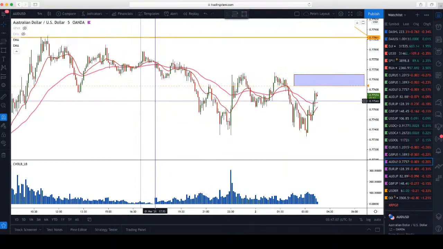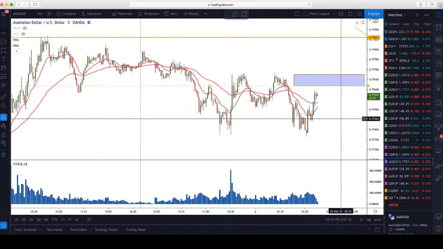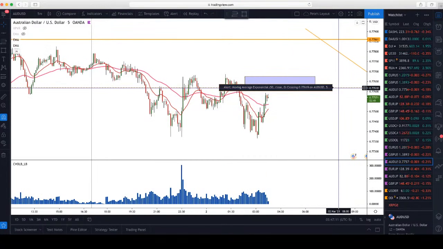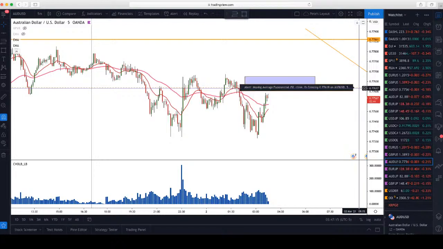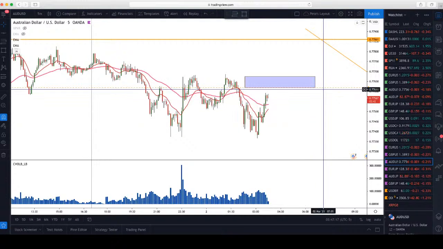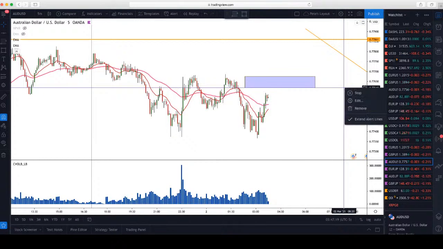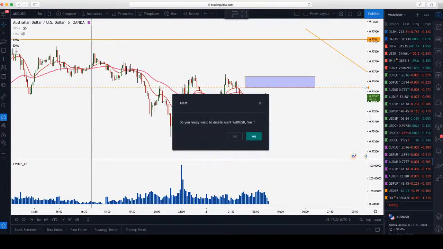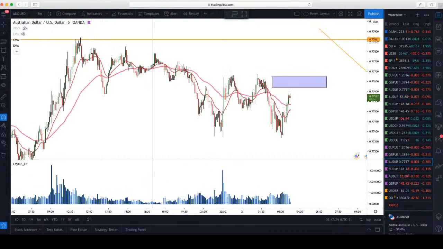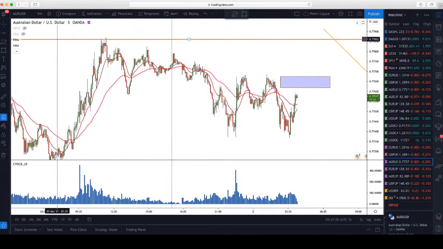I wonder if that snaps to that. Did it? I don't know. What's this line? Alert, moving average exponential. What? I don't want an alert. Did I put it on a moving average with an alert? My God.